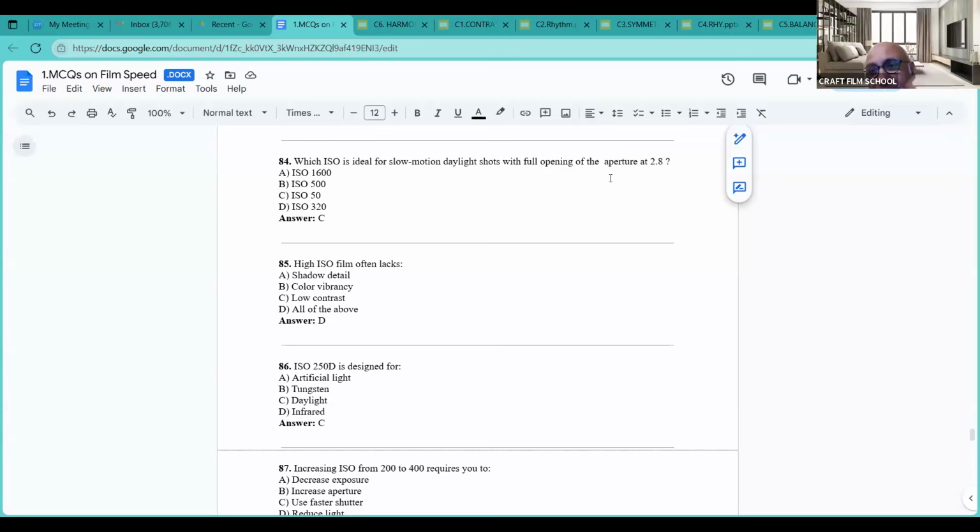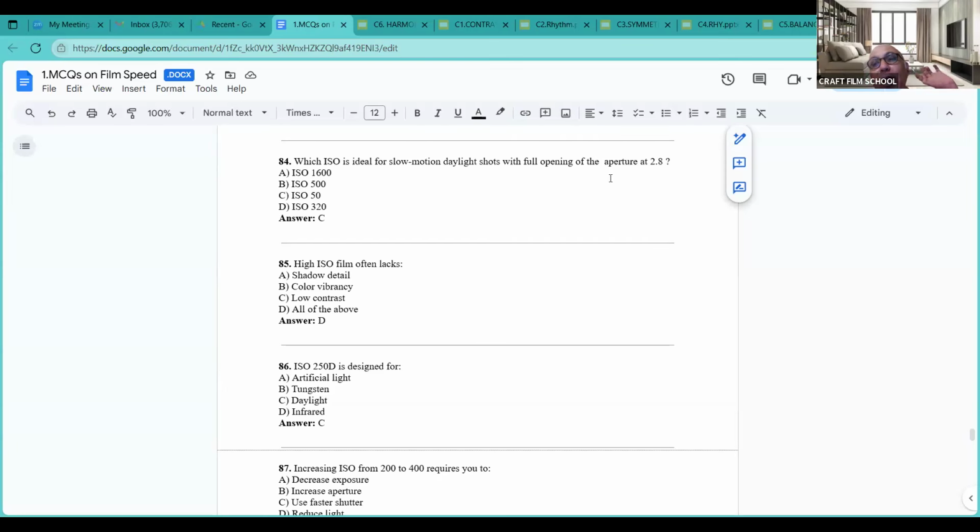Are you getting my point? One-stop compensation is required the moment you play with the shutter speed, like in still photography. So here, when you change the frames per second, you're primarily playing with the shutter speed. So compensation is required, and in order to compensate, you need to open up the aperture. That is one way.